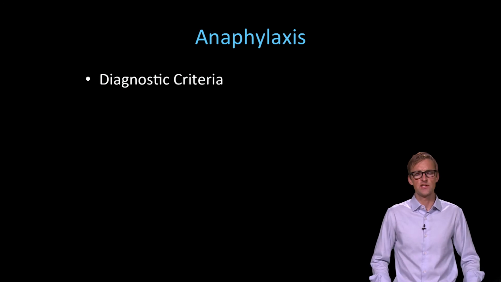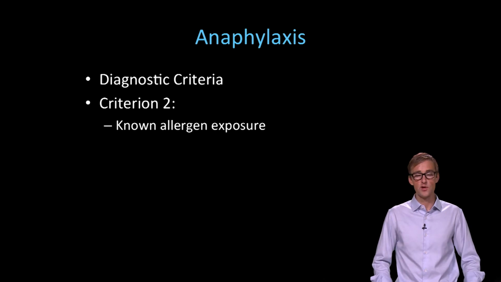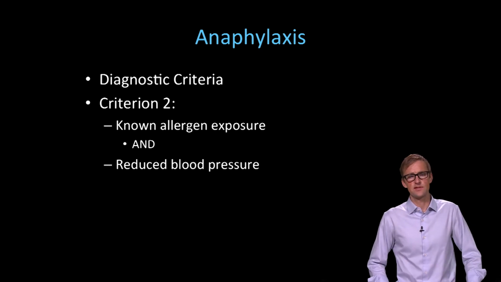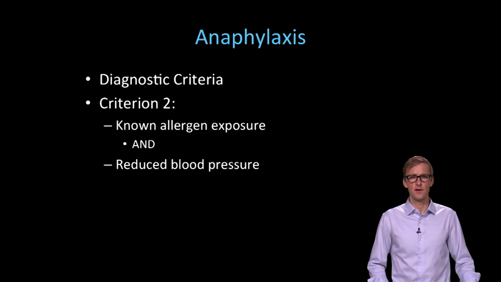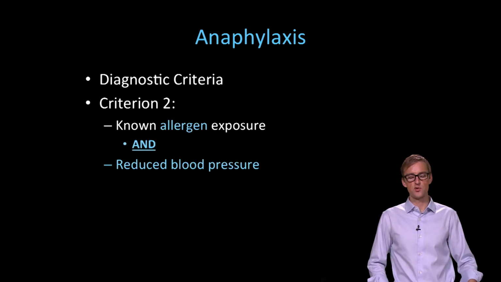The second diagnostic criteria is fairly straightforward. It involves exposure to a known allergen and hypotension. In this case, for these guidelines, hypotension is defined as a systolic blood pressure less than 90 in adult patients, or a decrease of greater than 30% from their baseline blood pressure. For infants, they define low blood pressure as a greater than 30% decrease in their normal systolic blood pressure based on age-specific guidelines. So again, that's a known allergen exposure in the setting of reduced blood pressure defines anaphylaxis.